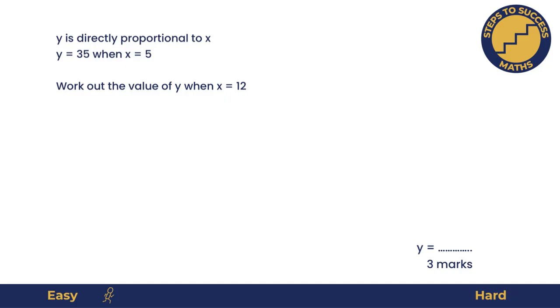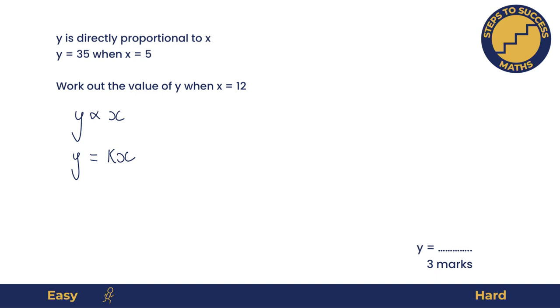Y is directly proportional to X. Y equals 35 when X equals 5. Work out the value of Y when X is 12. So Y is directly proportional to X. We use this fish symbol, Y proportional to X. Then we replace the proportion sign with equals K. So Y equals KX. K is just a constant, a number that we need to find.